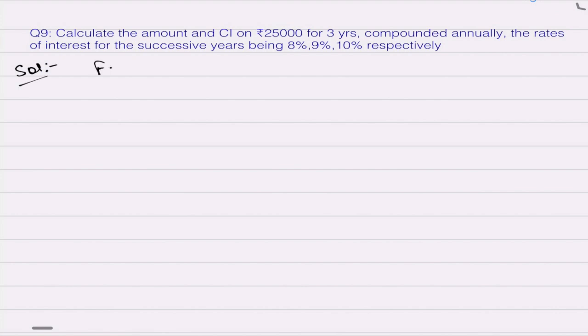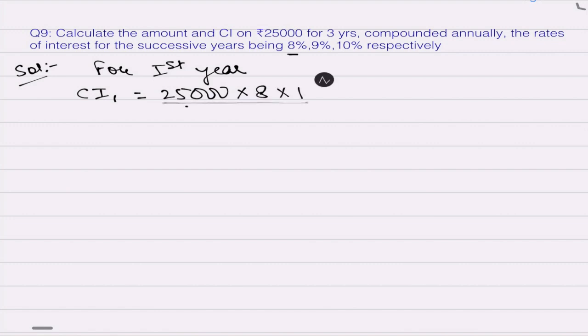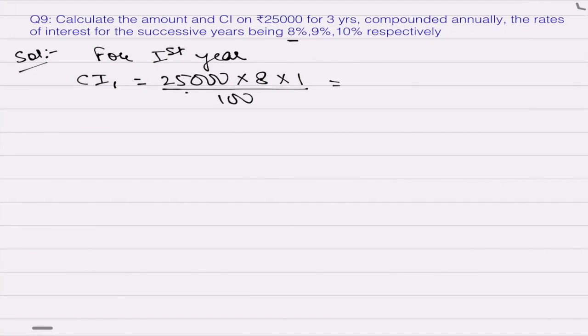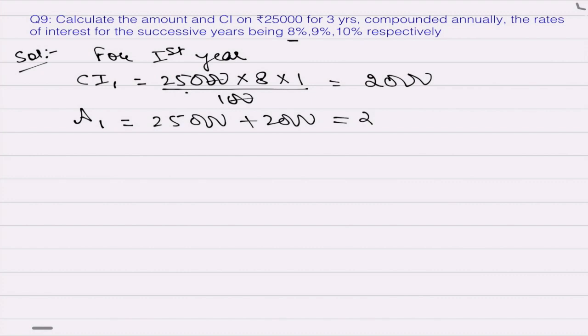So we will calculate the compound interest for the first year, that is principal 25,000, rate of interest is 8%. Time period is 1 year, because we are calculating for one year separately, upon 100. So this is rupees 2,000. So amount of the first year is 27,000 when we add interest plus principal.